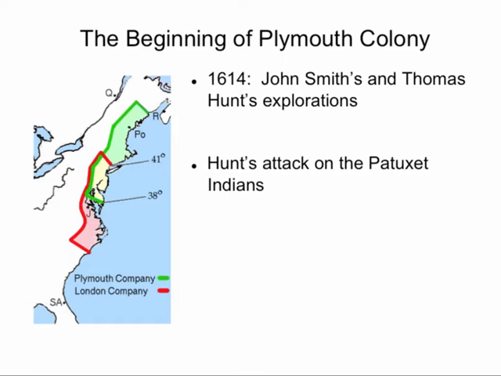And Hunt then took advantage of the situation by attacking an Indian tribe that lived on Cape Cod in the future Plymouth colony, a tribe called the Patuxets. And Thomas Hunt kidnapped 24 of the Patuxet Indians and took them to Spain, where he sold them as slaves. And I mention this because one of those Patuxet Indians is going to come back into the story fairly soon, so please keep that in the back of your mind.